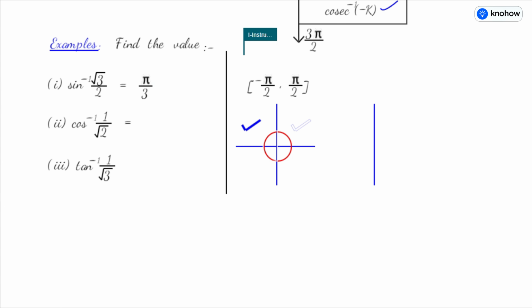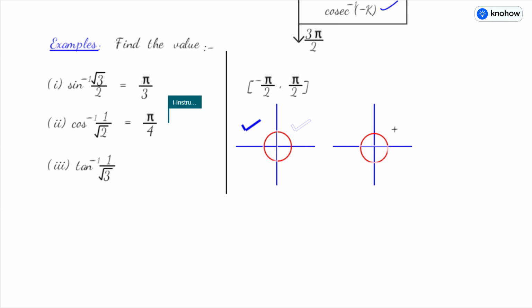The principal value branch for cos is 0 to pi, and cos is positive in the first quadrant, but in the second it is negative. So we will take only the first quadrant. What is that angle whose cos is 1 by root 2? Pi by 4, 45 degrees. So it is pi by 4, again in the first quadrant.